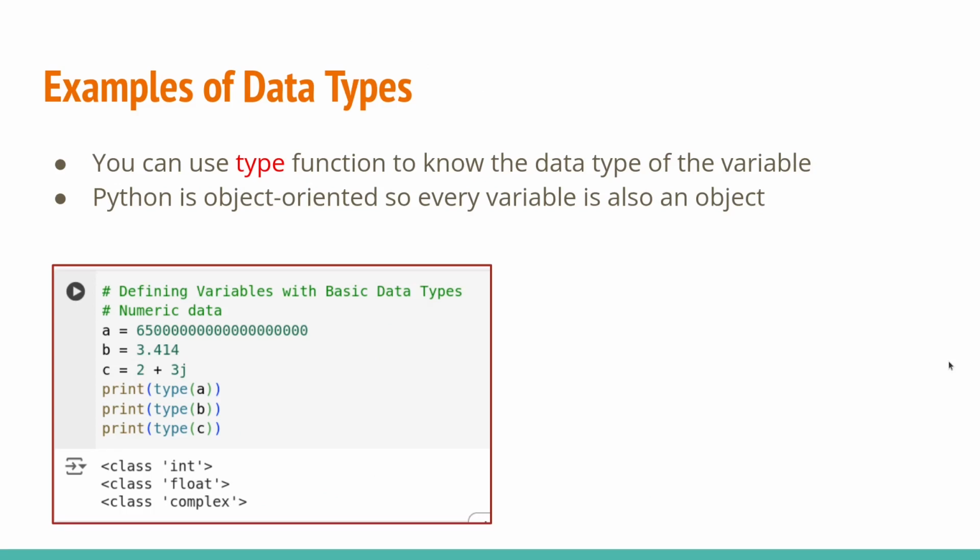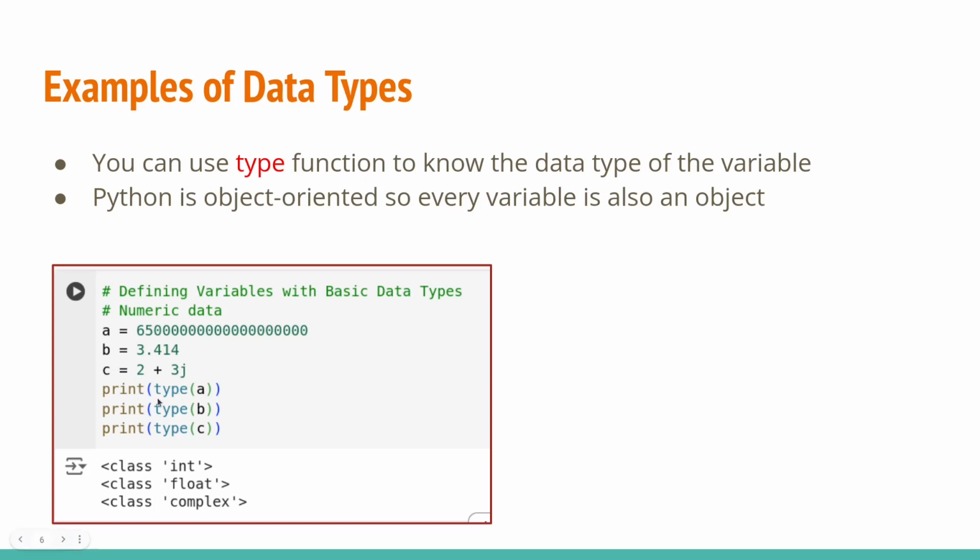If you want to know what type of data is stored in a variable, you can make use of the type function. What I have here is a couple of comment lines, which are extremely important. Then I have assigned this large 65 followed by several trailing zeros to A. Clearly A is an integer, B is 3.414, so B is a floating point number, and C is equal to 2 plus 3J, so this is a complex number. If I were to say type of A, it will tell you what type it is. And if I want to write that onto a console, I make use of the print function.